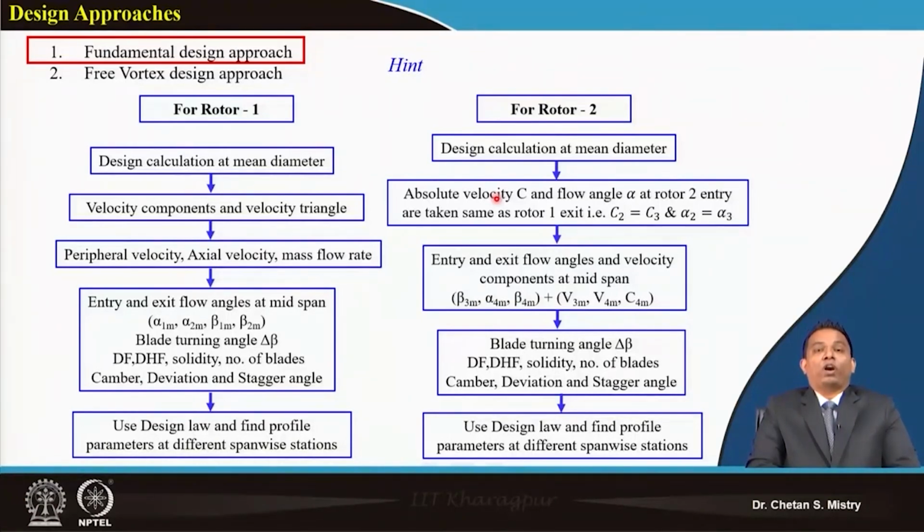Say for my rotor 1, I have one blade that is made up of, say, maybe 11 sections. You can go with 20 sections also. And for that we will be calculating all parameters at different locations.